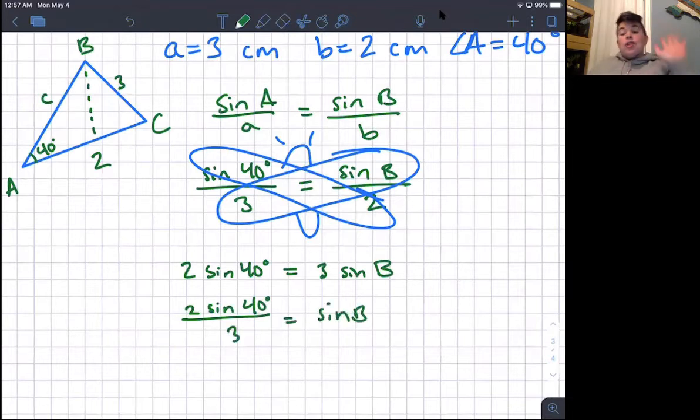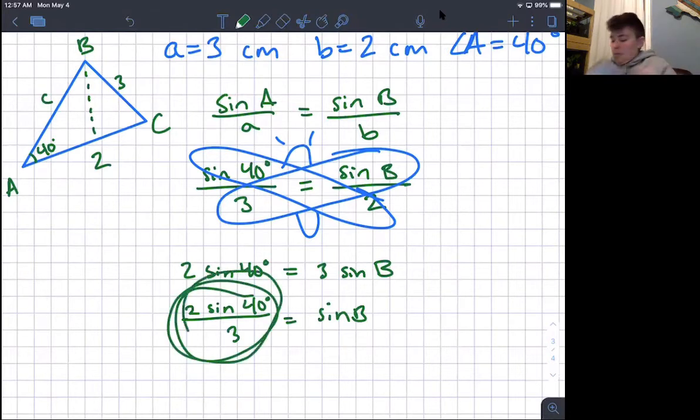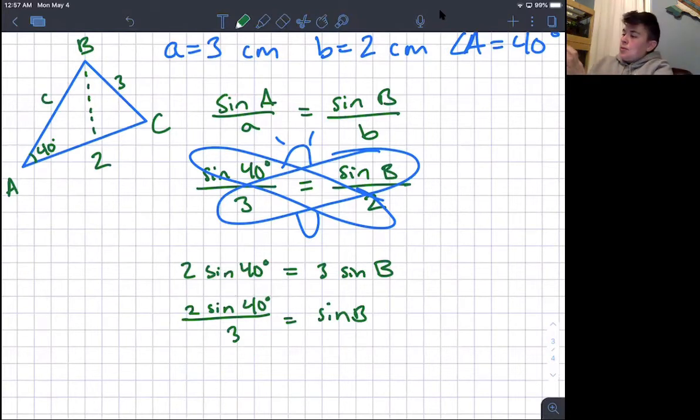Okay, so now this should look a little bit familiar from the last unit. This is where we are solving for an angle that we have the sine of, right? So I'm gonna go ahead and multiply that out. I'm gonna use my calculator here. So 2 times the sine of 40 equals, and then divided by 3 equals.